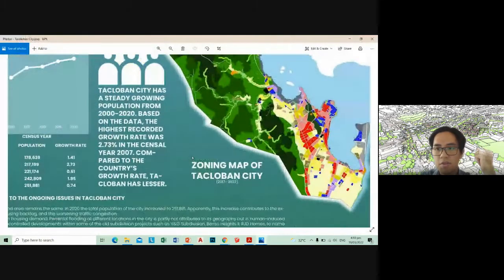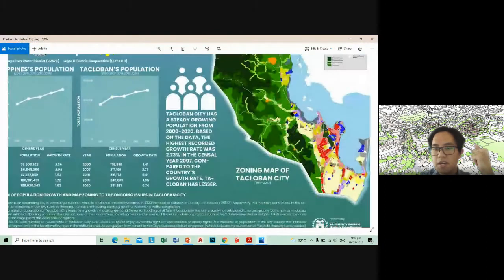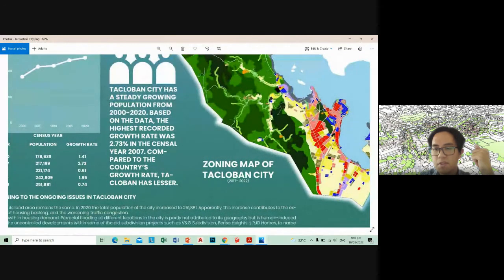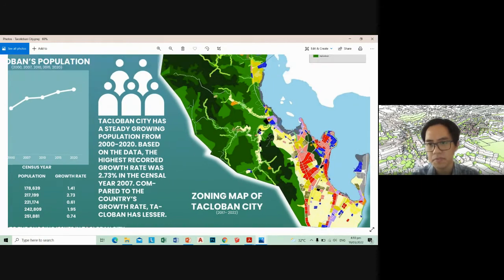Finally, we have Tacloban over here. I think the scale is also an issue. We have some blue areas, institutional areas mixed in with a bit of commercial on the periphery in the southeast area. And then in the city center, it's all commercial, with the residential areas being pushed further away, because that's just the traditional way of developing cities or developing towns.